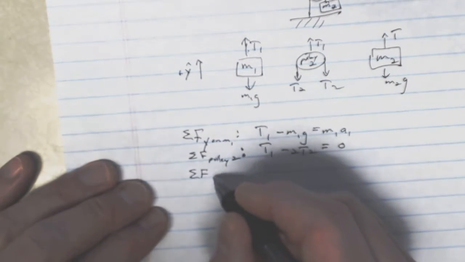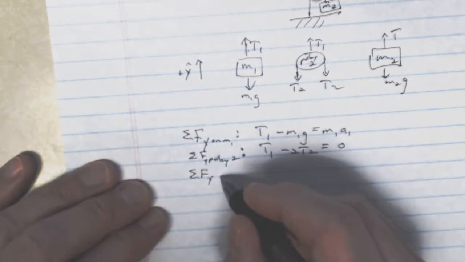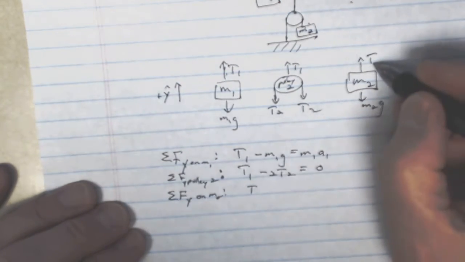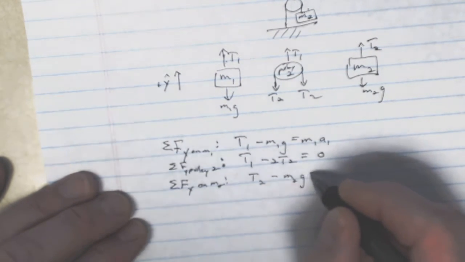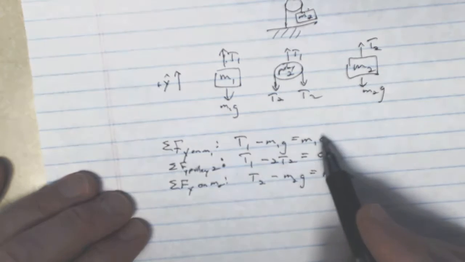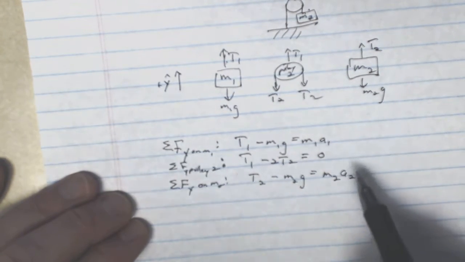How about the sums of the forces in the y direction, it's also y, on M2? Then I look at my free body diagram, I say, I've got T, I should have labeled this T2 pulling up, minus M2g pulling down, and that's equal to M2 times acceleration of 2, which is different than the acceleration of 1, or at least potentially different, and that's the next thing we have to work out.